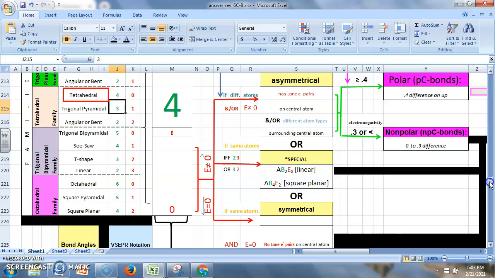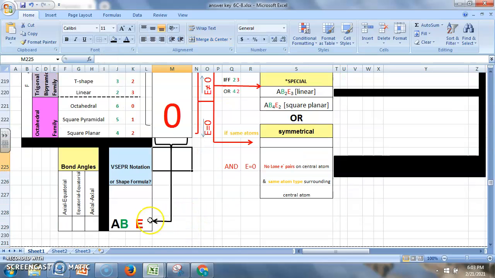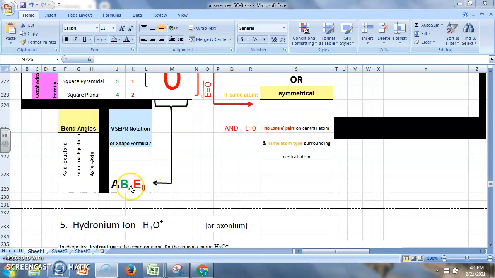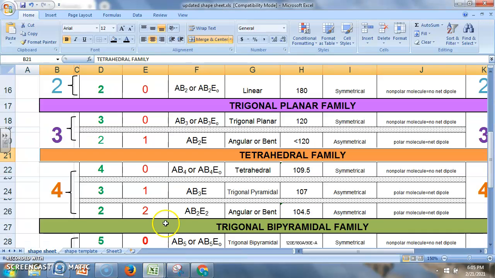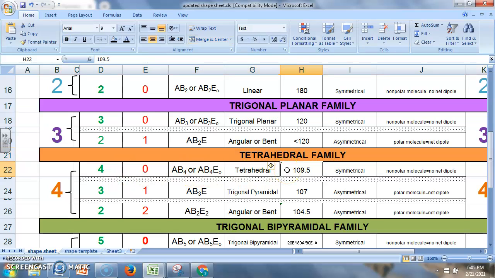Now we come down. We've got the 4, 0. So we can finish off our shape formula, AB4E0. AB4E0 is the classic formula for the tetrahedral shape. You can just write AB4. You don't have to write the E0. And when we look at our shape sheet, we can see that the angles of the tetrahedral shape are 109.5. So we can write 109.5.